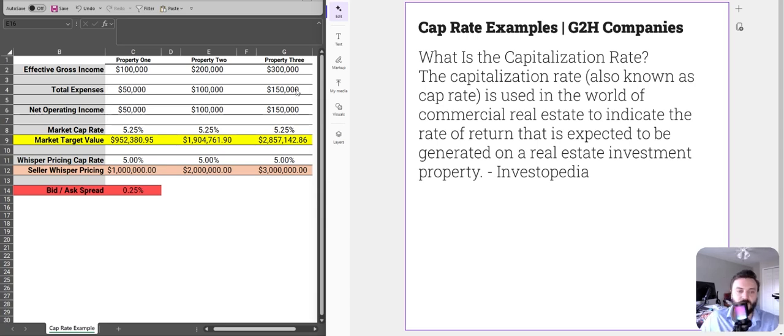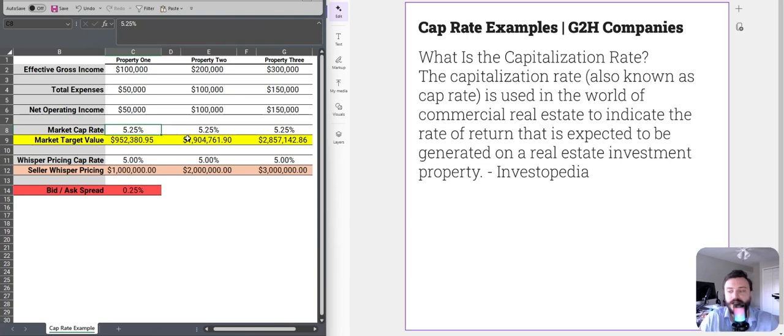And so I did a couple of really easy, simple examples here. We have property 1, 2, and property 3. This will highlight a couple of the main pieces I think people are missing. This is all you need right here: you need effective gross income, total expenses, and your net operating income. Okay. So these are really the main pieces that you need to generate this information. And then you have to assign a market cap rate. That is a number you choose. You have to guess or pick.